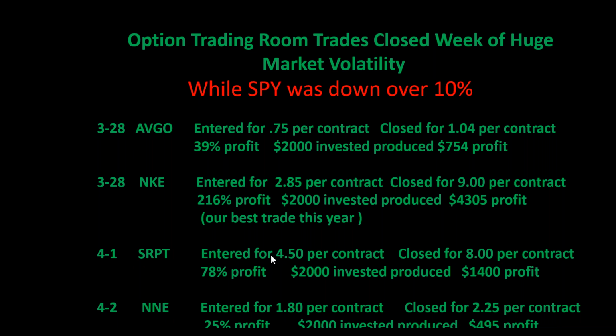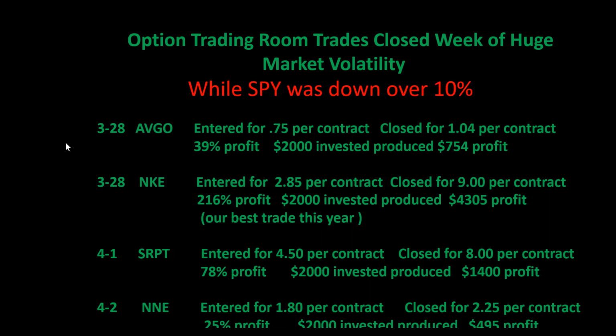And then we also had Sarepta, got in for $450 per contract, closed for $8, 78% profit. And we had NNE, entered for $1.80, closed for $2.25, 25% profit. So again, 754 profit, 4,300, 1,400, and 495. These are the only 4 trades we had that week. We had them on, we closed them all while the SPY was down 10%. Just want to show you the difference here.